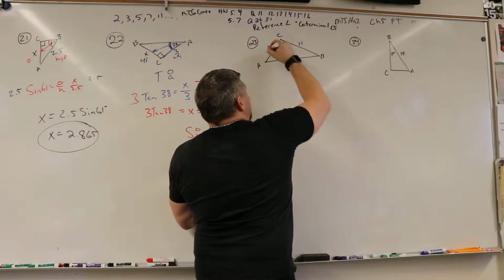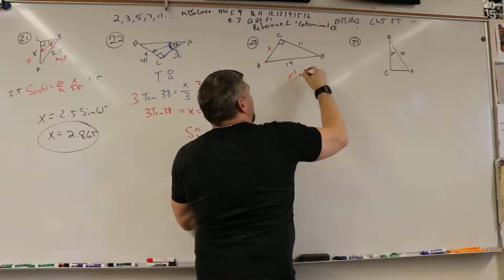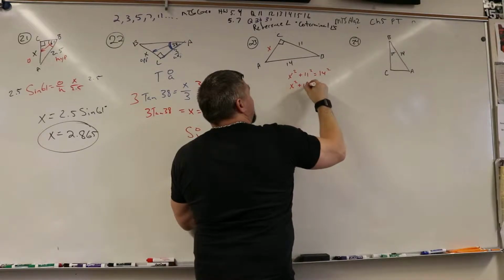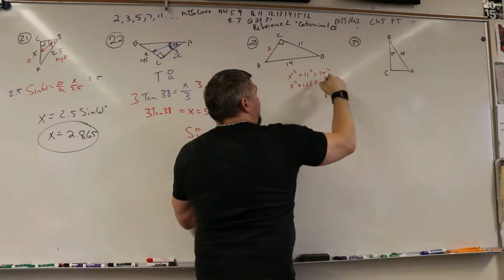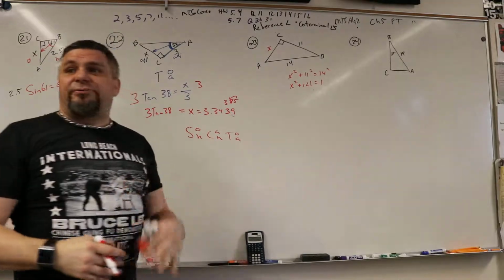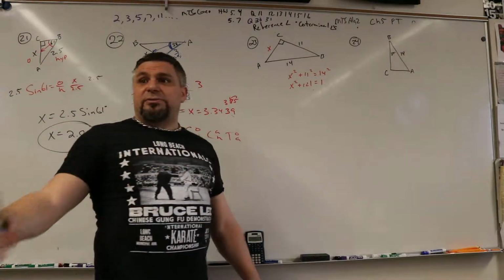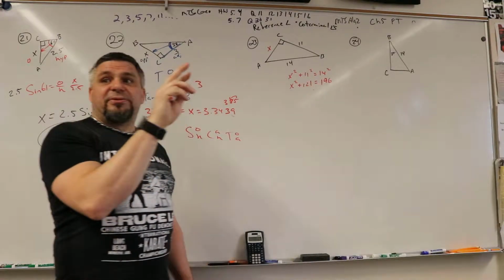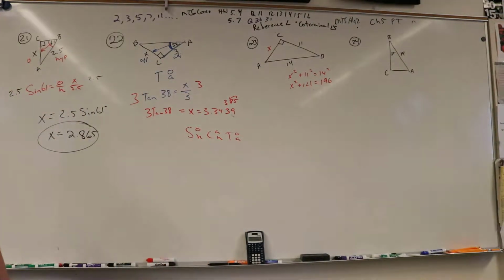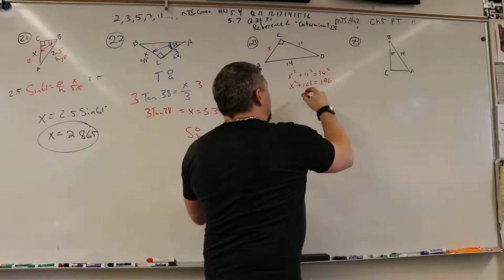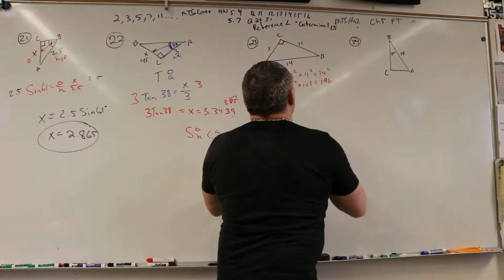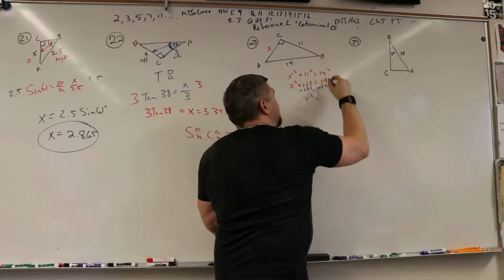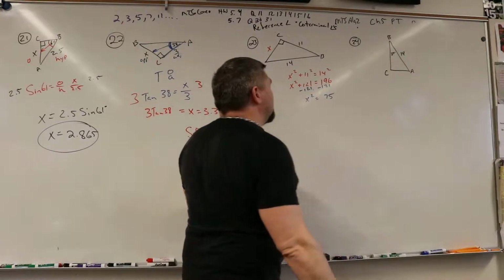It's just, let's call it x. x squared plus 11 squared equals 14 squared. So that means x squared plus 121 equals 196. That's the other favorite number of mine. 13 squared is 169, 14 squared is 196. It's just those numbers flipped, right? So then I'm going to subtract 121, and I get x squared is equal to 75.